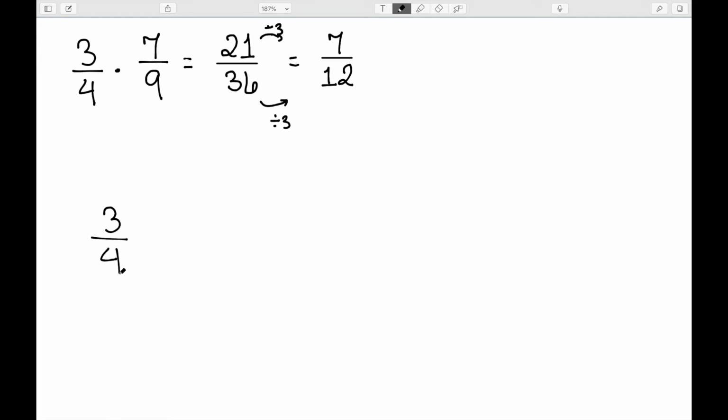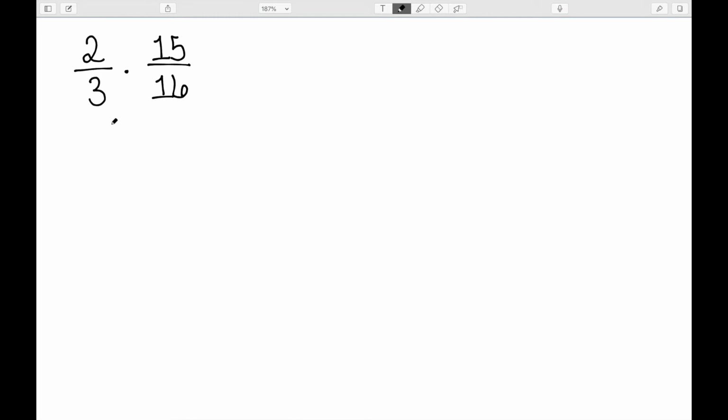Alternatively, doing 3 over 4 times 7 over 9, we can simplify first. When we simplify fractions, we need to simplify over the top and the bottom. We can see that the 3 and the 9 have a 3 in common. That would turn the 3 into a 1 and the 9 into a 3. 1 times 7 is 7. 4 times 3 is 12. So we can simplify either before our multiplication or after. Let's look at a few more.